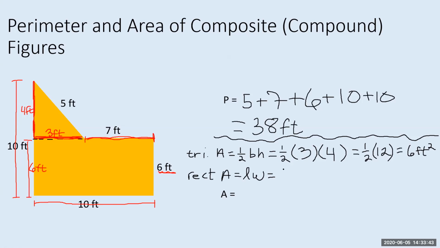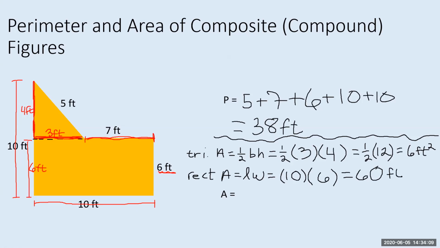So for this rectangle, we know the length and the width. That information is already on the page for us. So the length is 10 feet. And the width is 6 feet. 10 feet times 6 feet is 60 square feet.